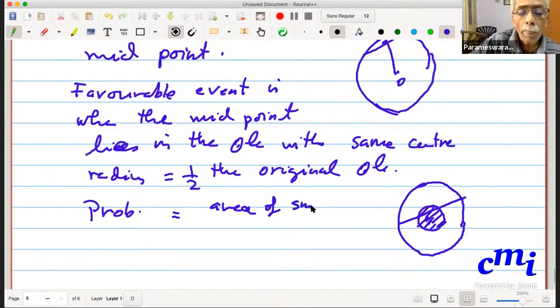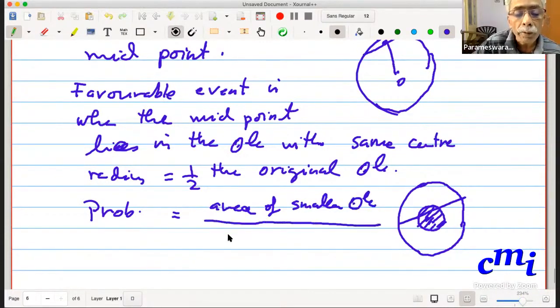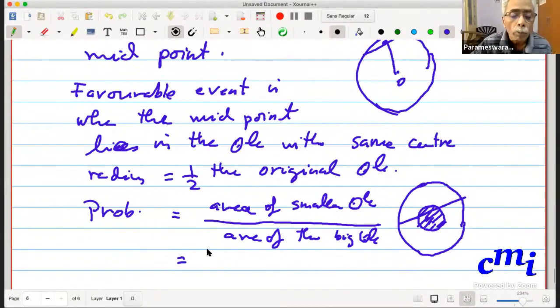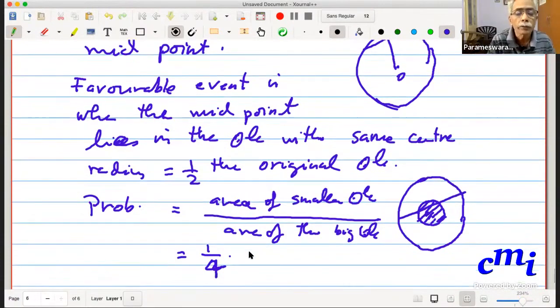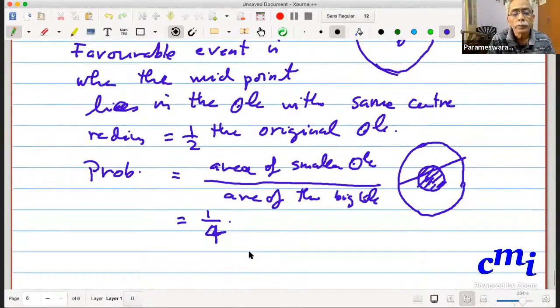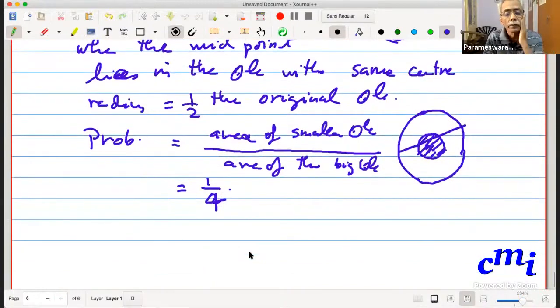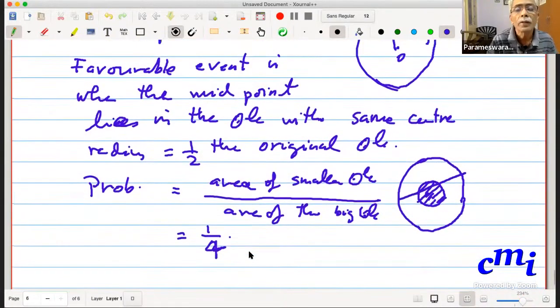smaller circle divided by area of the big circle. Which is equal to 1 by 4. How much is this? 1 by 4. Because radii are in the ratio, sorry, I wrote 1 by 2, but it should be 1 by 4. Radii are in the ratio 1:1/2. Therefore, this is it. Okay, so you got 3 different answers.